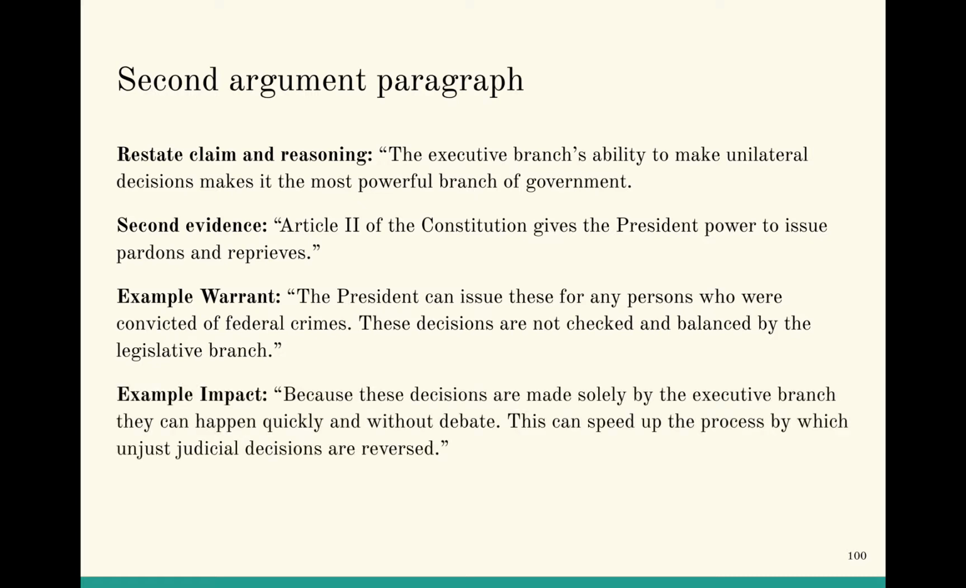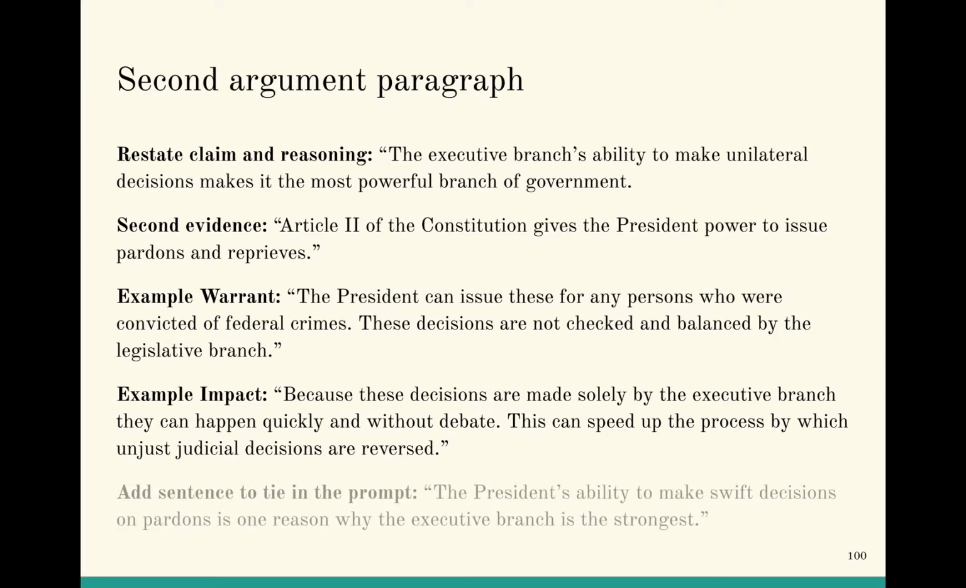And we can add an impact statement here. Because these decisions are made solely by the executive branch, they can happen quickly and without debate. This can speed up the process by which unjust judicial decisions are reversed. So here I have used a restatement of my claim and evidence. My warrant here was 2 short sentences and my impact was 2 short sentences.